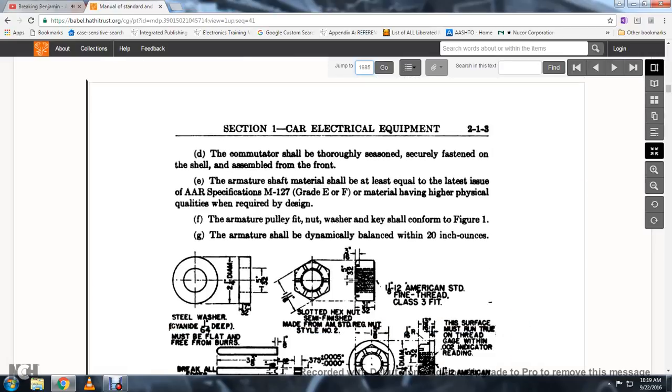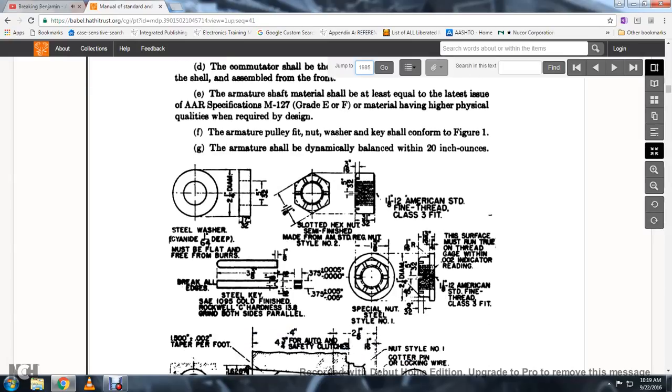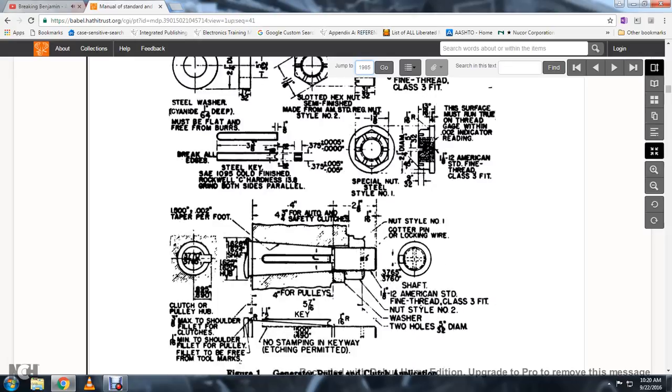G. The commutator shall be thoroughly seasoned, circularly fastened on the shell, assembled on the front. The armature shaft material shall be at least equal to the latest issue of the American Association of Railroads Specification M126, grade E, or F material having higher physical qualities when required by design. The armature pulley fit, nut, washer, and key shall conform to figure 1. The armature shall be dynamically balanced within 20-inch ounces.